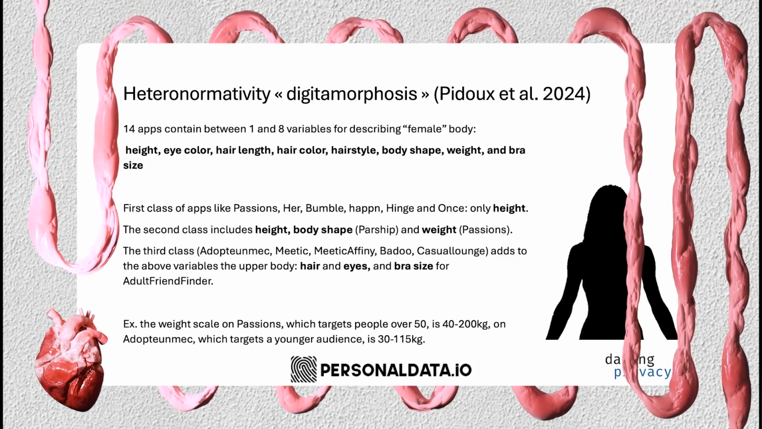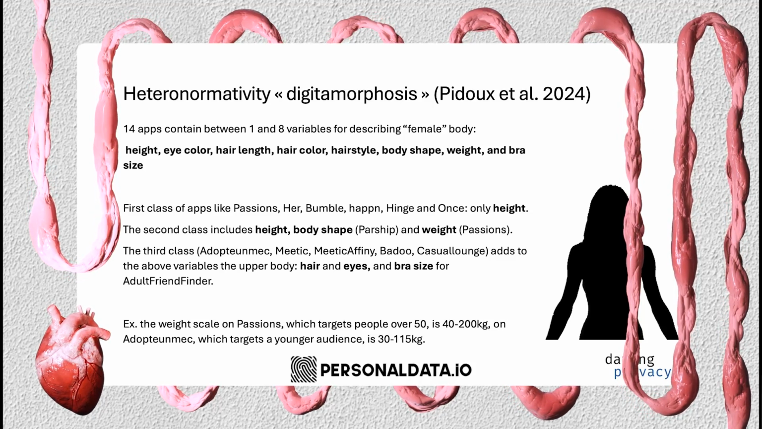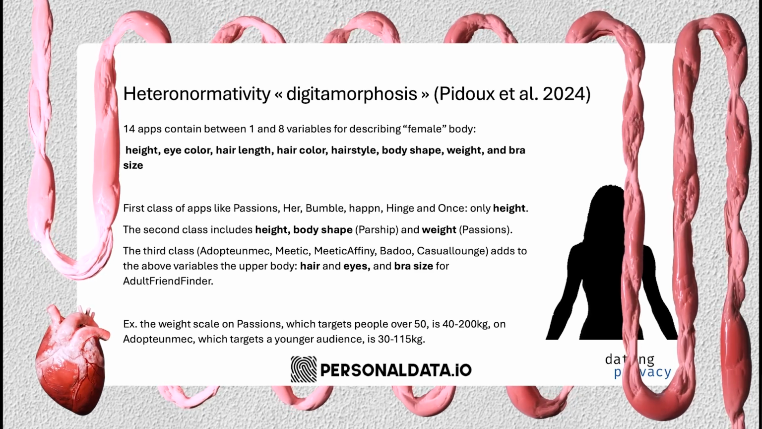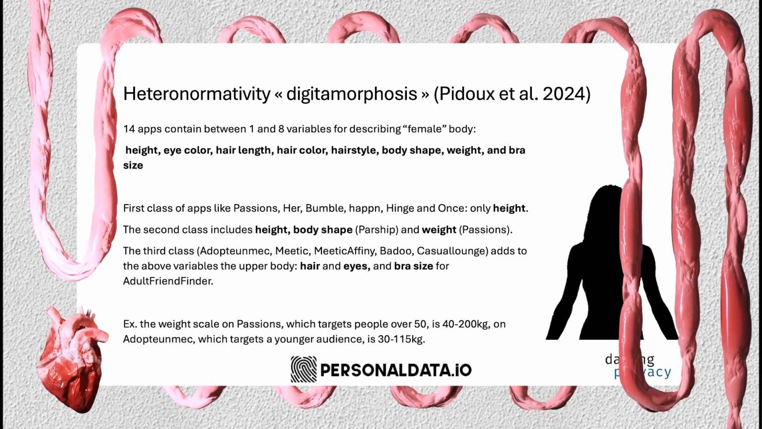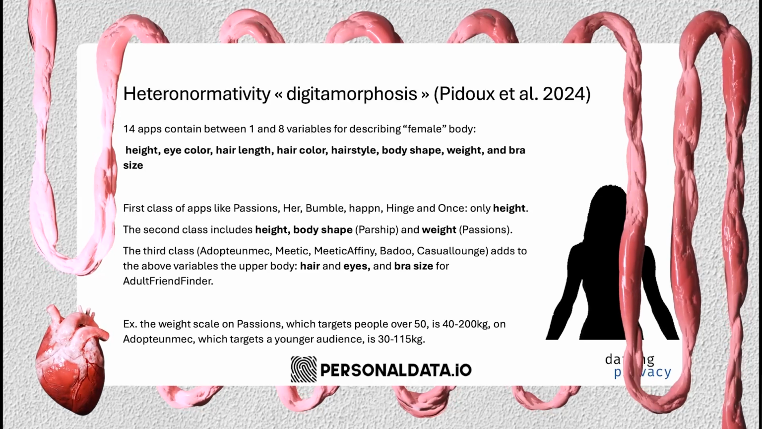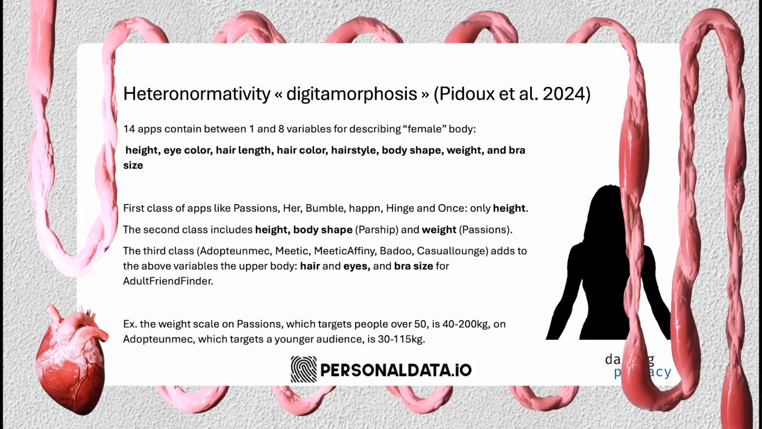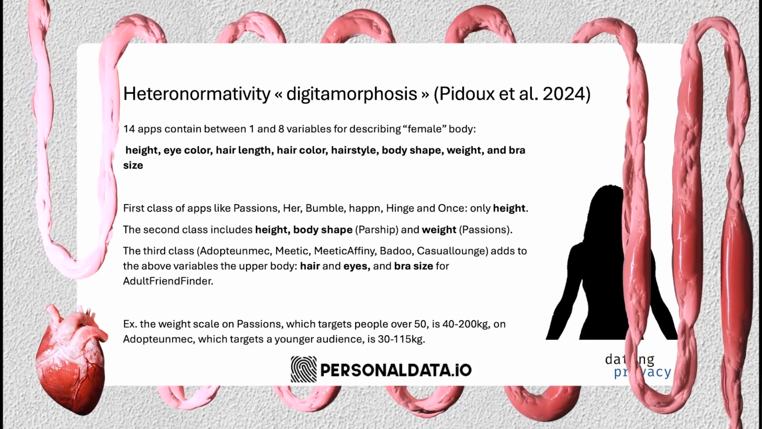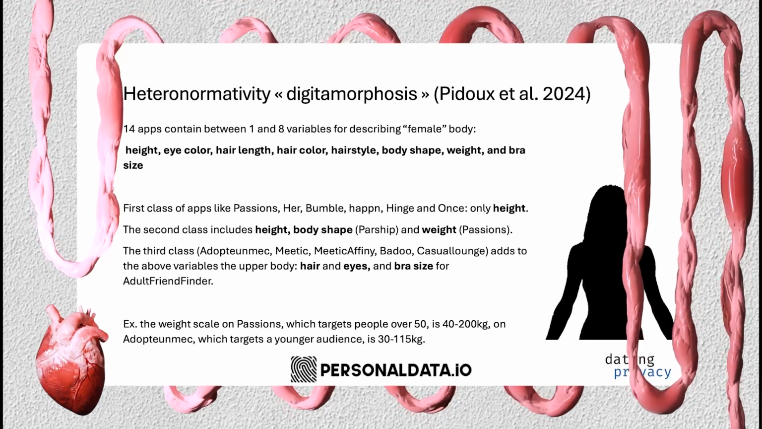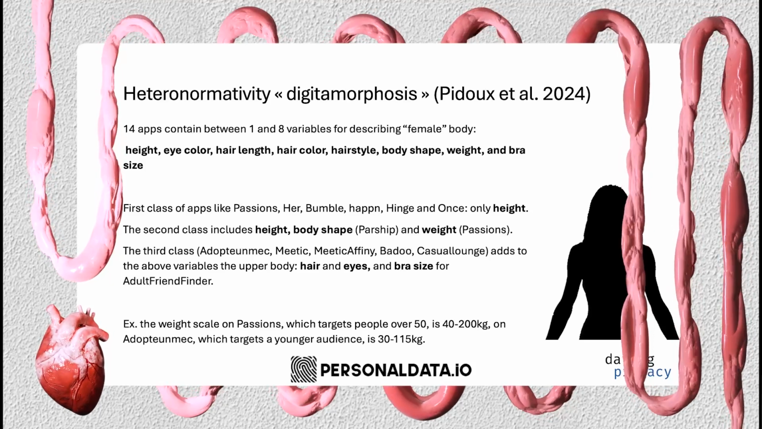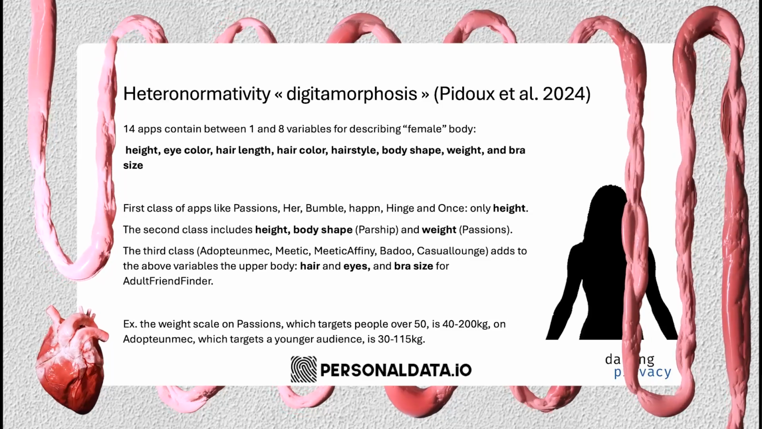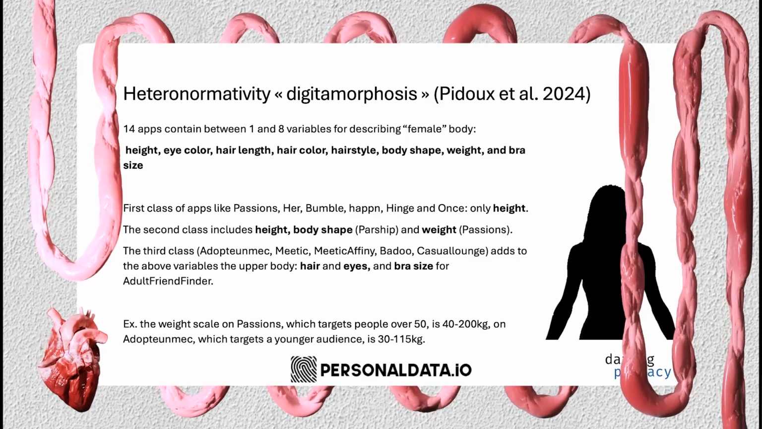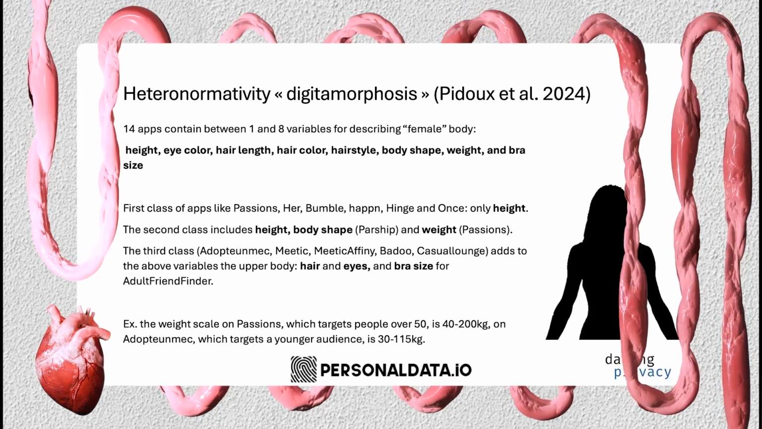For some apps, only height is asked. For other apps, the height, the body shape, and the weight are asked. And the third class that we identified is apps that also ask for the hair, the eyes, and the bra size. And as I said, you have that there. This is a question, like what is your body shape, right, in a profile? But then the answers are also predefined.